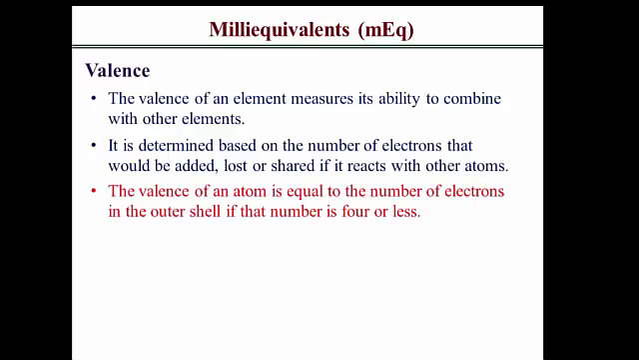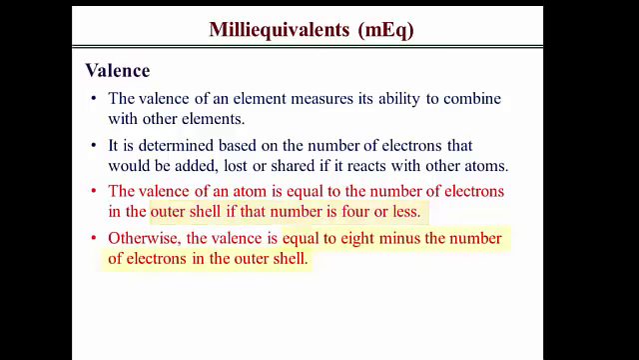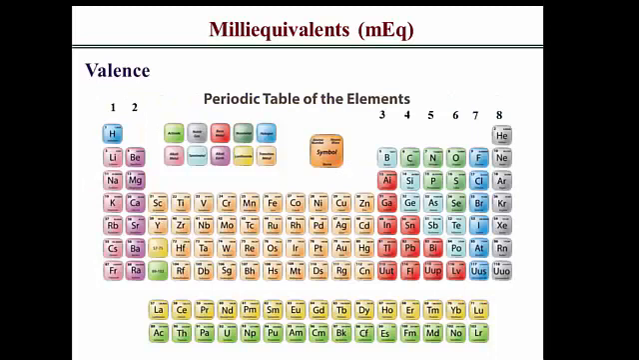So one useful trick is the valence of an atom is equal to the number of electrons in the outer shell if the number is 4 or less. Otherwise, it's going to be equal to 8 minus the number of electrons in the outer shell. So what do these 2 last bullet points actually mean? If you take your periodic table and you look at it and go down the columns, on this example where you see the numbers at the top 1, 2, 3, 4, 5, 6, 7, 8, those are the groups. So you have group 1, group 2, group 3, group 4, group 5, group 6, group 7, group 8.